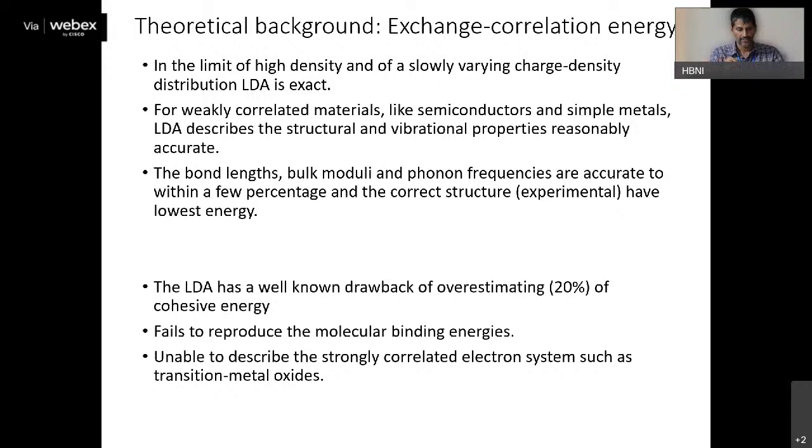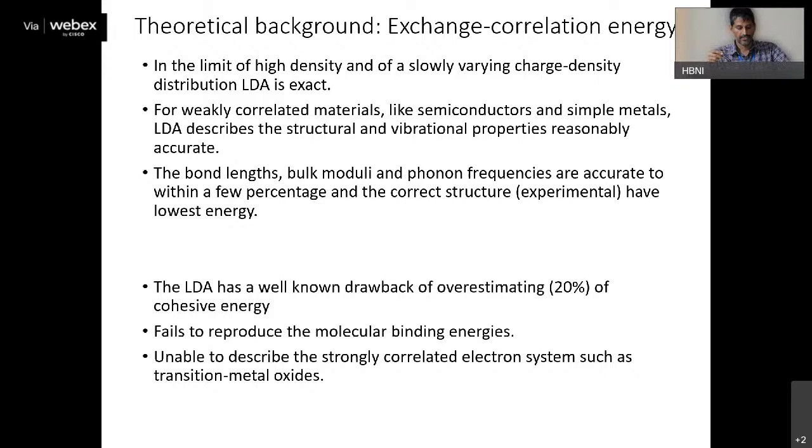One can see that in the limit of high density, or if the density varies very slowly, then this LDA is almost exact. And this is true for weakly correlated materials like semiconductors, semi-metals, and simple metals. LDA describes the structure and vibrational properties reasonably well. And when one computes the bond length, bulk modulus, and phonon frequency, these are quite accurate, well within a few percent, and match very well with the experimental values.